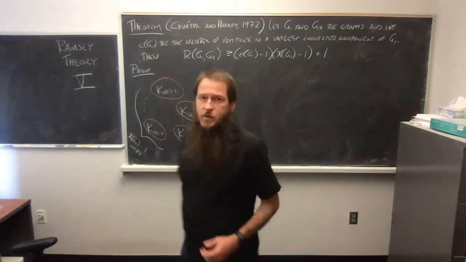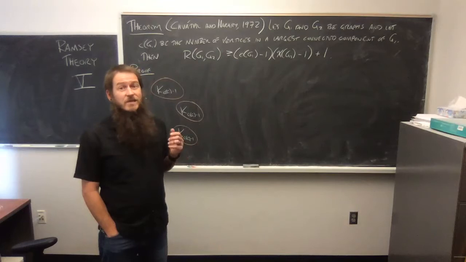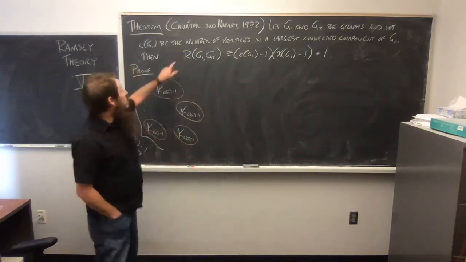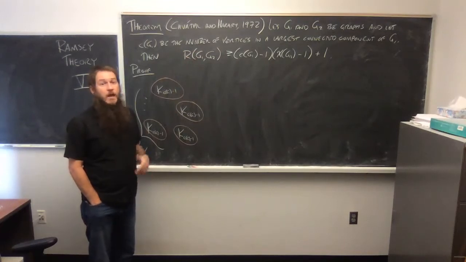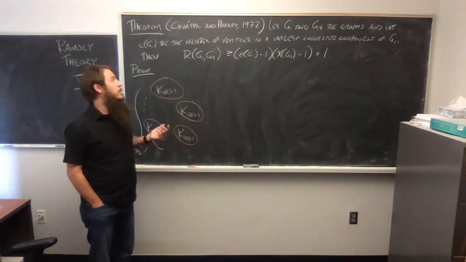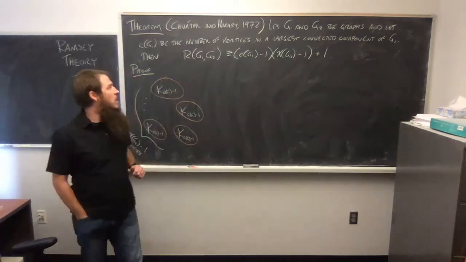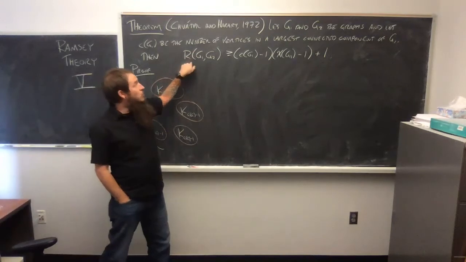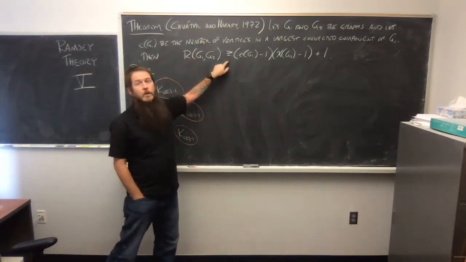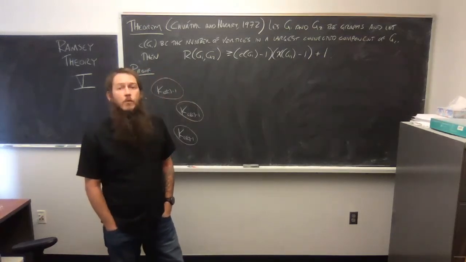And so what it states is we're going to consider graphs G1 and G2, and we're going to let C of G1 be the number of vertices in a largest connected component of G1. Now, in particular, if G1 is connected, then it's just the order of G1. But if it's not connected, it's just the number of vertices in its largest connected component. Then we end up with this lower bound. The Ramsey number for G1, G2 is greater than or equal to C of G1 minus 1 times chi of G2 minus 1 plus 1.